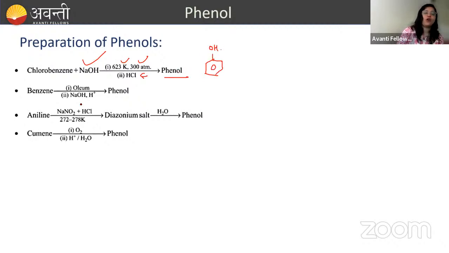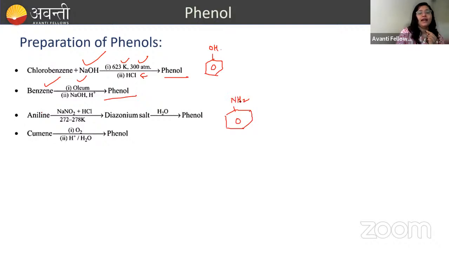Again, we can produce phenol when benzene reacts with oleum. Okay, and we get phenol. Okay, this is another method of preparation of phenol. Next, aniline. You know aniline, structure of aniline. Do you know the structure of aniline? Yeah. Here is what? NH2.